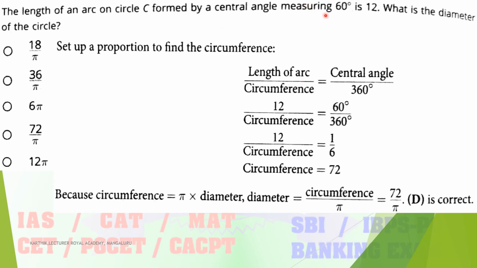The length of the arc is 12, divided by the circumference you have to determine, and the central angle is also mentioned, that is 60 degrees divided by 360 degrees. From that relation you can determine the circumference, which is 72. The circumference of the circle is pi d or 2 pi r. That is the formula, pi d. Here you have to determine the diameter, so I will use pi d. So diameter is equal to circumference divided by pi.